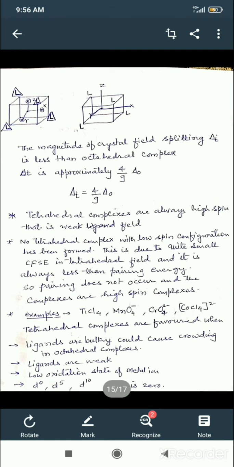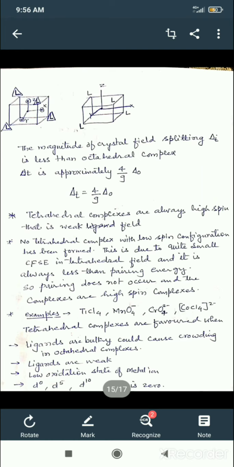This delta T is less than delta O. Delta T is approximately 4 by 9 times delta O. That is, delta O is stronger than delta T. Many times this is asked in competitive exams or MCQs: what is the relation between delta T and delta O? You must know that delta T is equal to 4 by 9 times delta O.